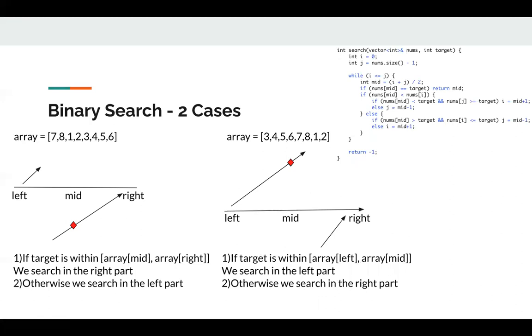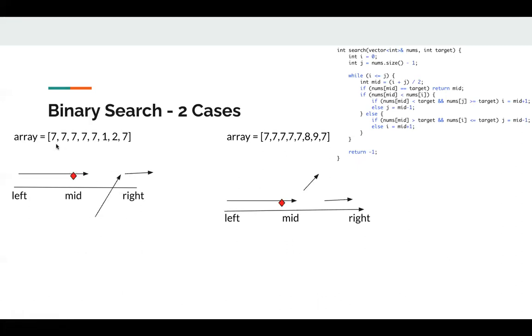But for this problem, there are some same values. So mid is not always smaller or greater than the left element. For example, the array is 7, 7, 7, 7, 7, 1, 2, 7. It becomes this. It's a long flat line. Then we go to the smallest value, so some increase, then flat line again. Another example, there is still a flat line. Then we increase a little bit, then we go back to the flat line.